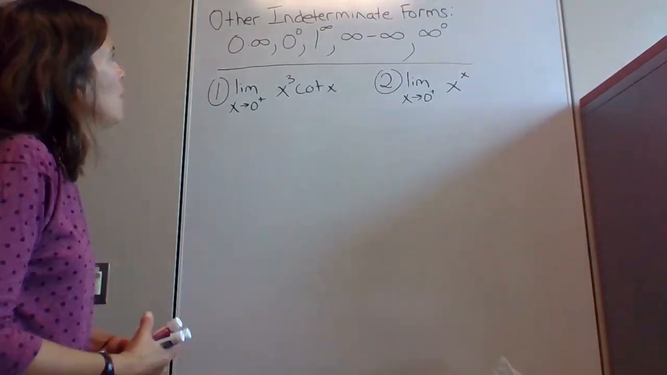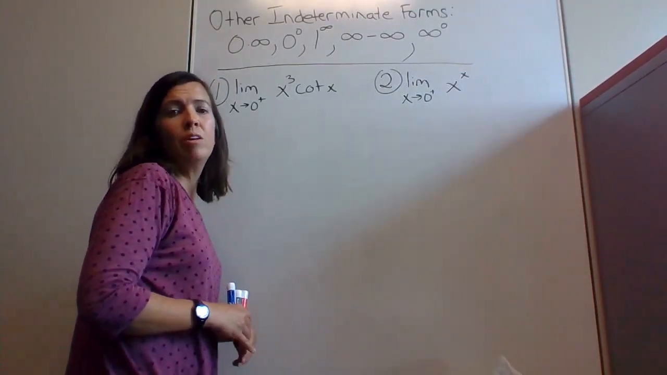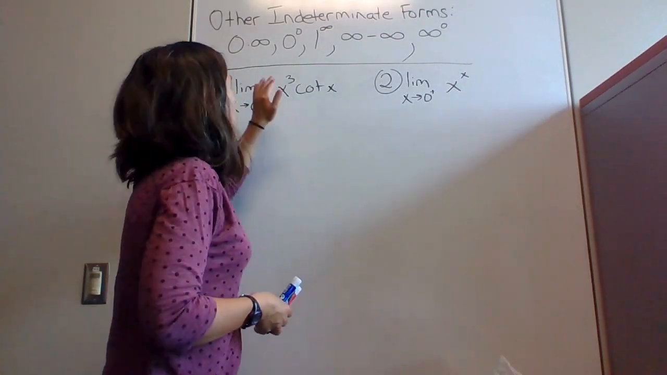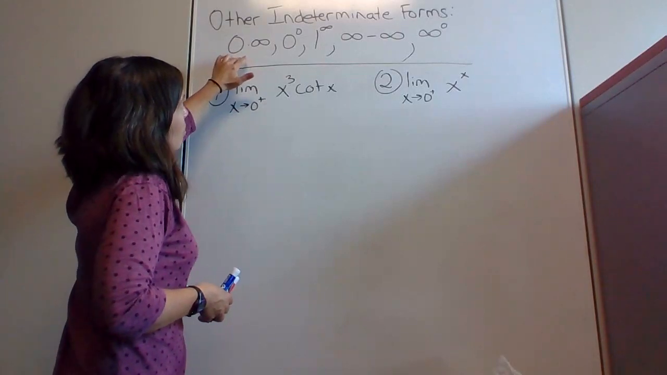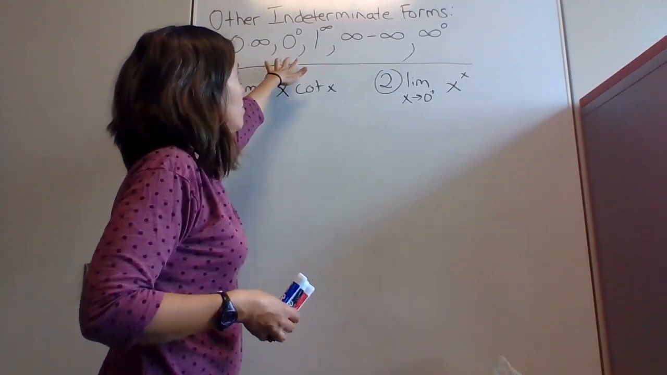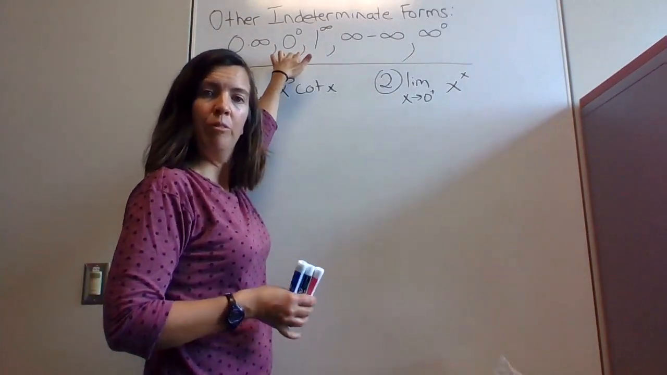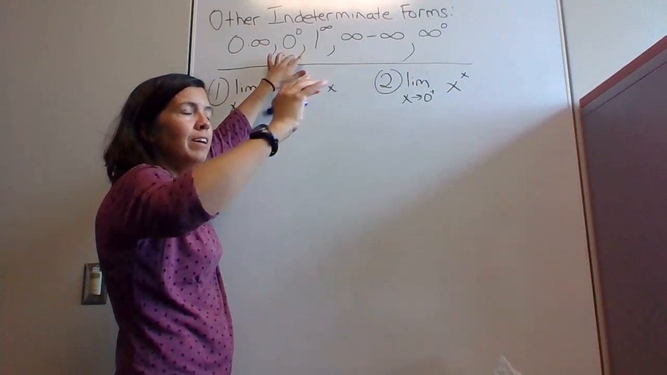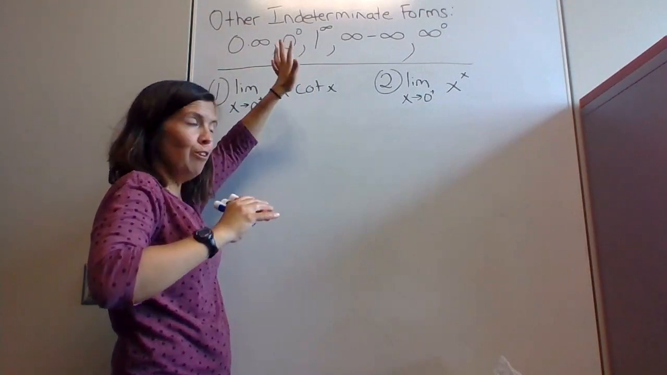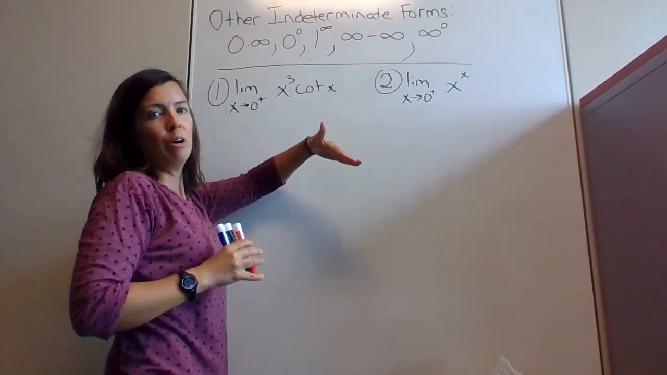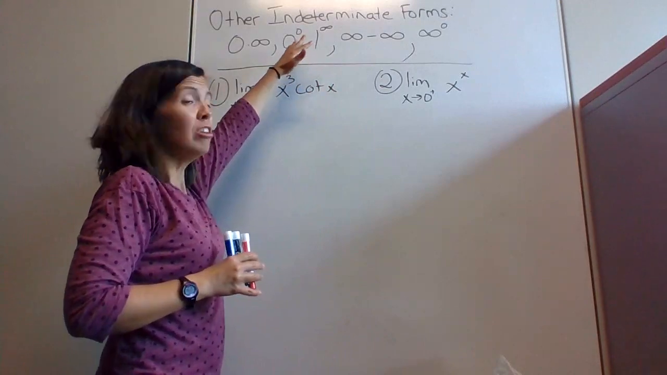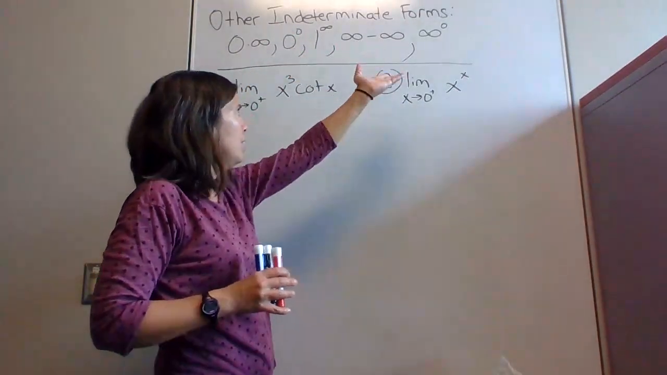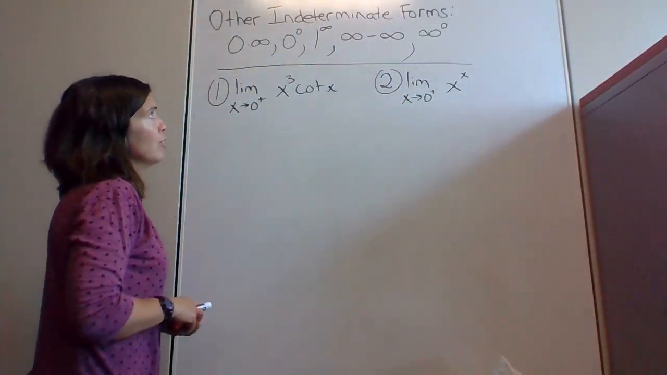So now let's look at some other indeterminate forms, ones where we can't immediately apply L'Hopital's rule. Forms like 0 times infinity, 0 to the 0. Remember that whenever we talk about something to the 0 is 1, if your instructor is careful, they're going to say a non-zero number raised to the 0 is 1. If it's 0 to the 0, that's actually indeterminate. Same for 1 to the infinity, infinity minus infinity, infinity to the 0.